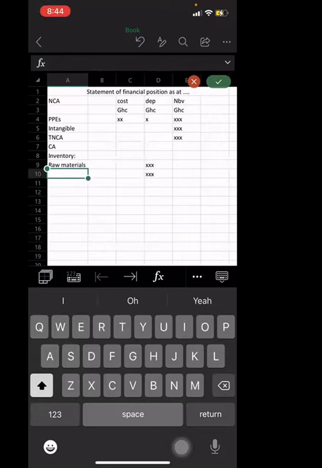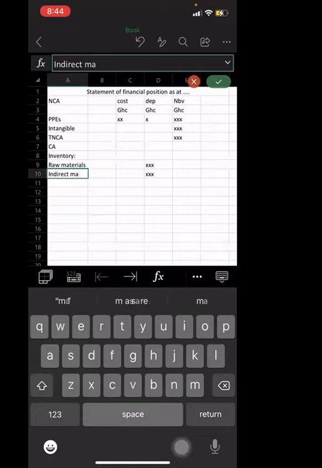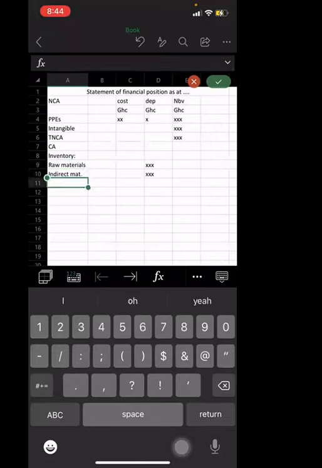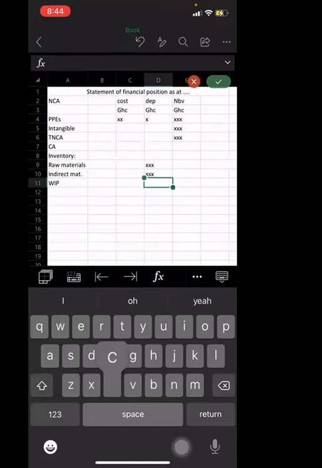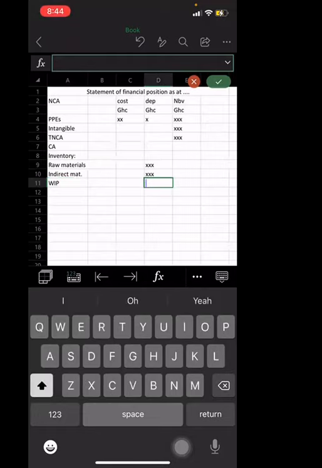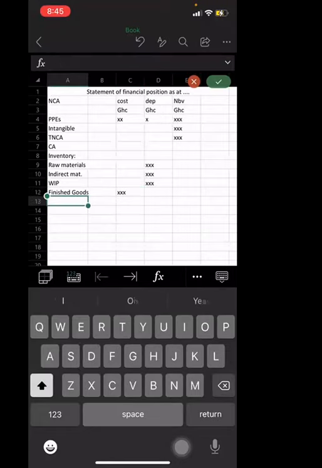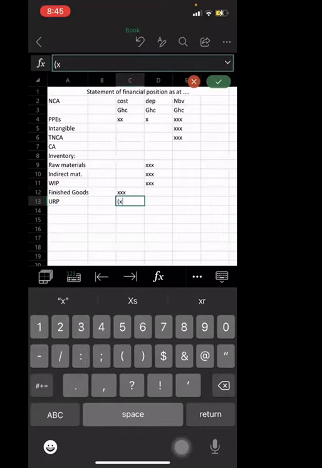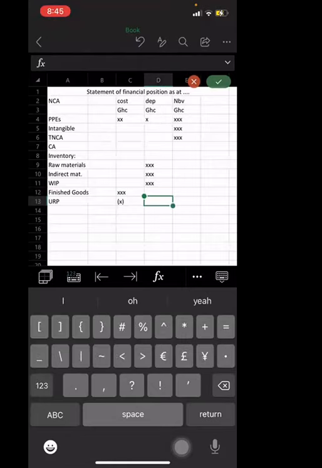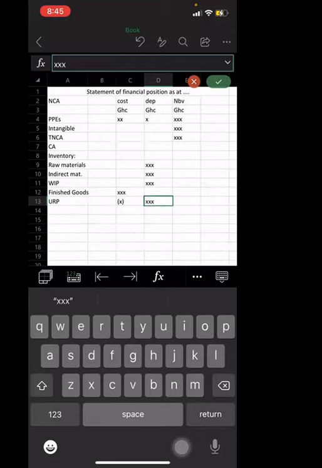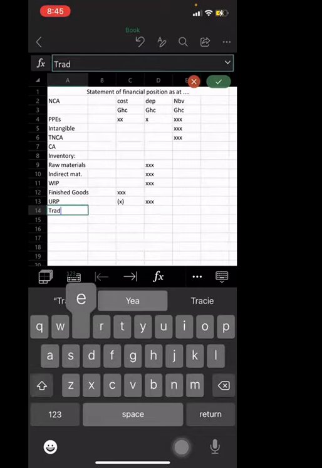After raw material, you can also be given indirect materials, and you can have WIP. We have WIP here, right? Oh, please, I hope you are following. Yes, sir. Okay, and we have finished goods. That's FG, finished goods. All right, and we know that for finished goods, we would have to subtract unrealized profit, all right? So less unrealized profit. We have the figure here, right? And when you less the unrealized profit from finished goods, you bring the figure here. So that's for inventory.